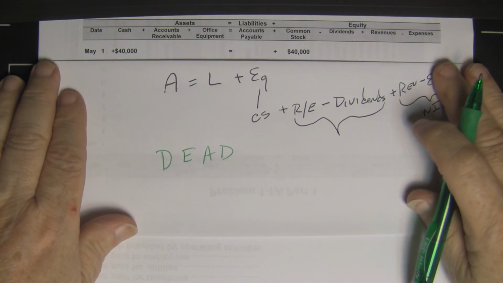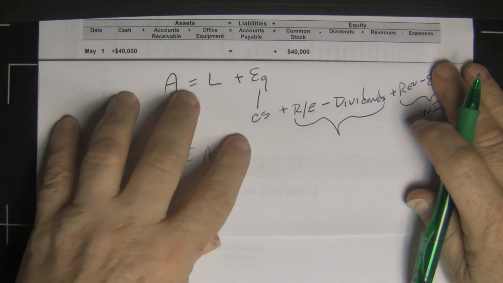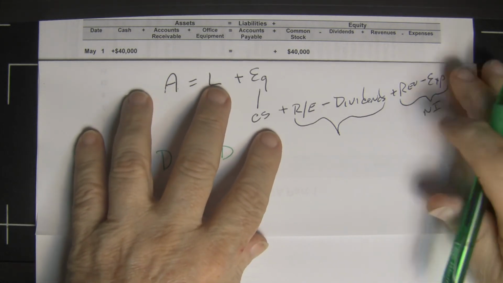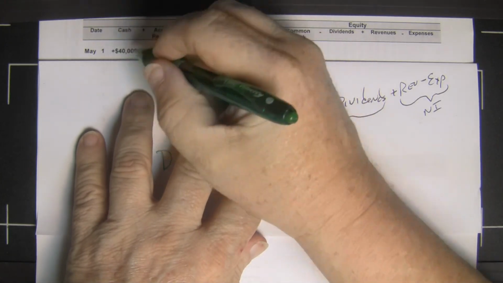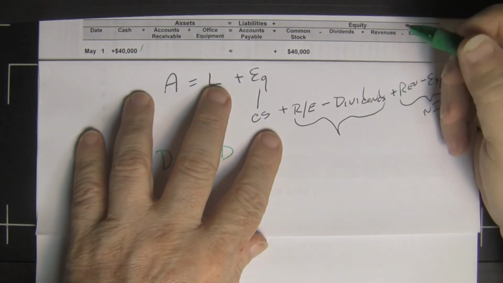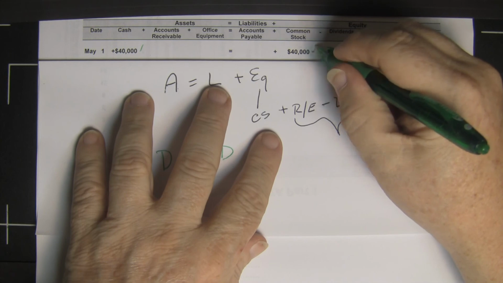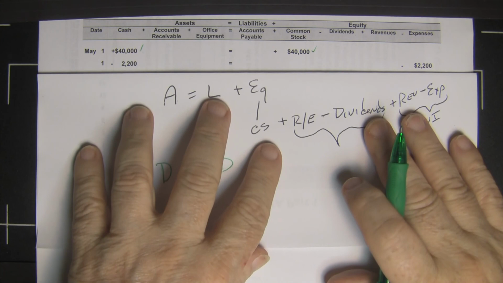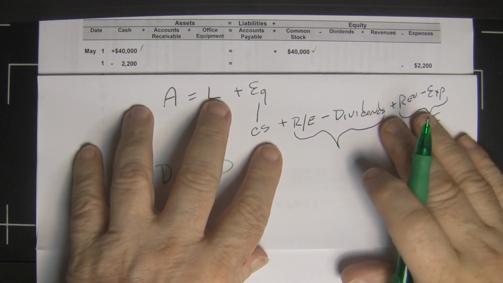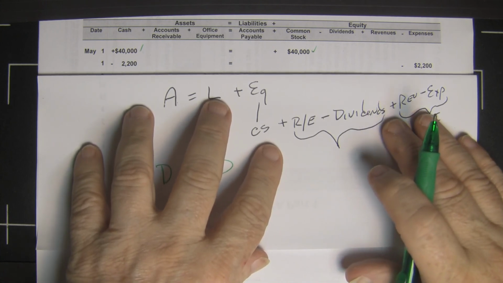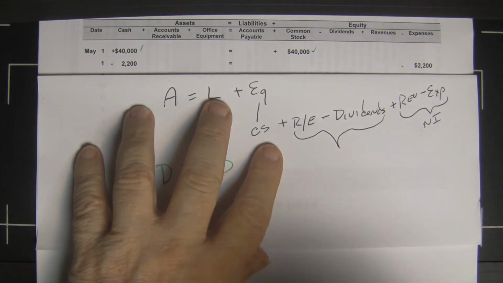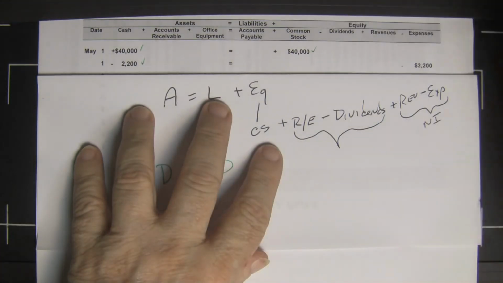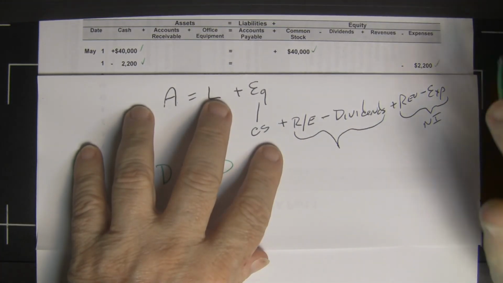The first event in problem 17A, this guy invested $40,000 in cash, so cash goes up, and he bought common stock, so the common stock goes up. The next thing he did is he spent $2,200 to rent an office. So cash went down, expenses went up.